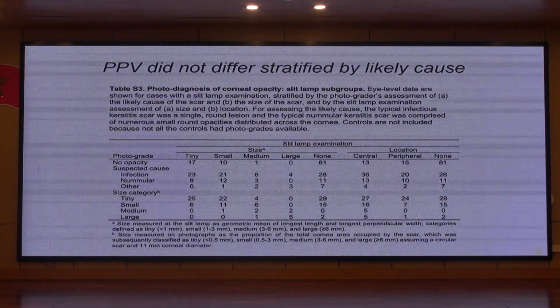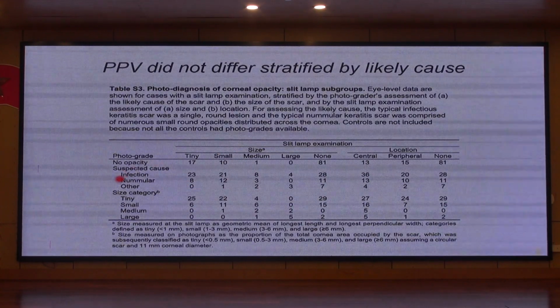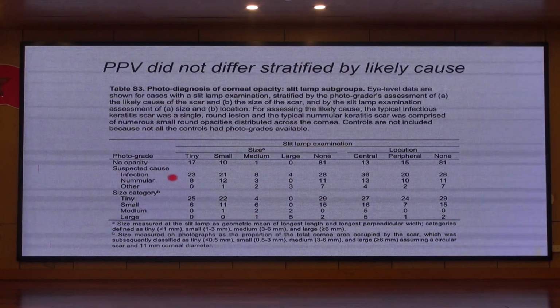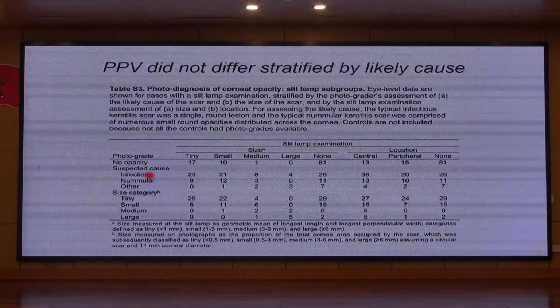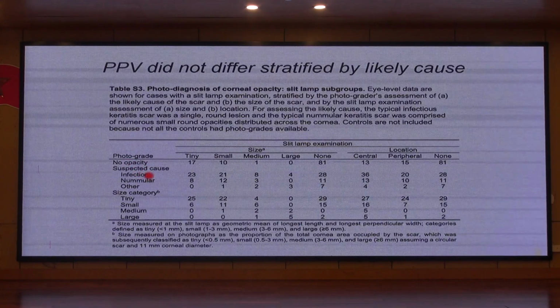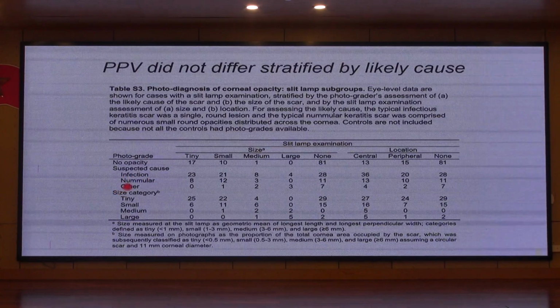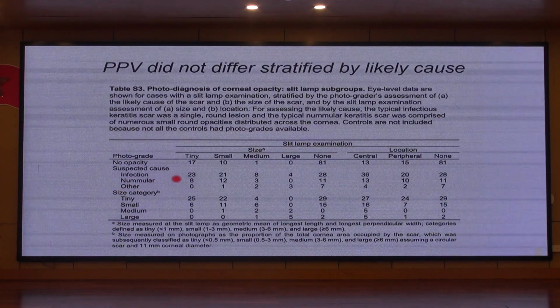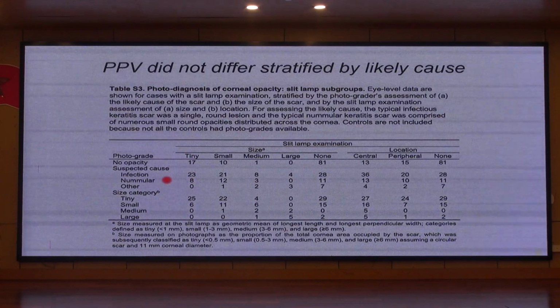So this table here has a lot of numbers which I won't go into in detail, but basically what this table is trying to say is that we calculated the positive predicted value of corneal photographs stratified by the suspected cause of opacity, like infections, nuclear keratitis, and other categories, and we didn't find any statistically significant difference among these groups.